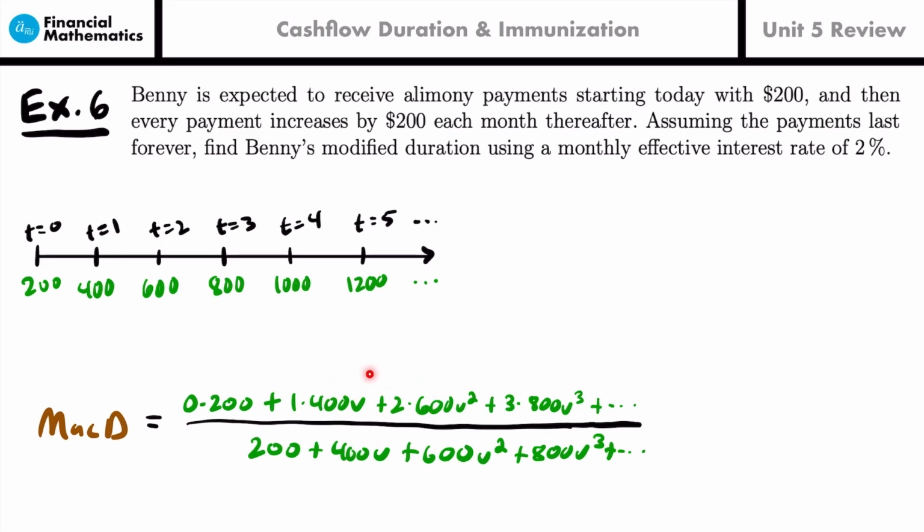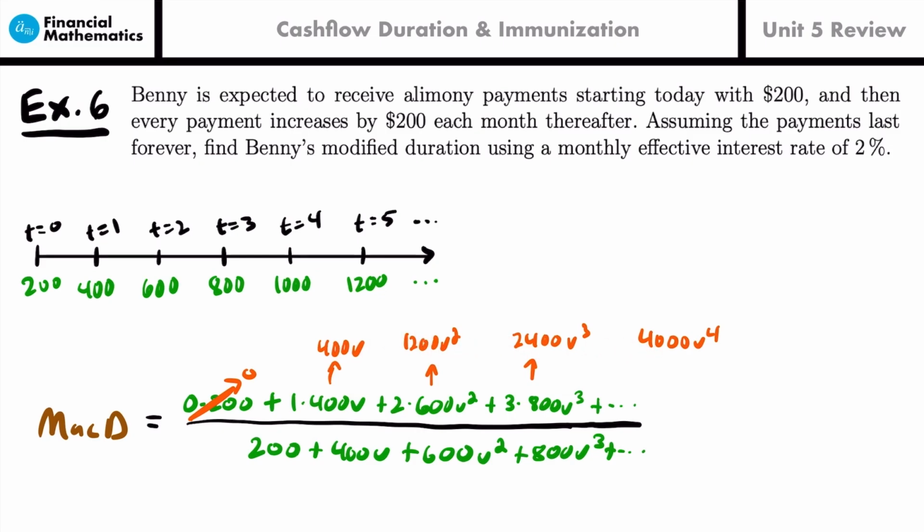But what about the numerator? That's where things are going to get tricky. This term is just 0 because anything times 0 is 0, but then we have 400 times V, and then 2 times 600, which is 1200 V squared, and then 2400 times V cubed, right? If you were to simplify, this would be 400 V, and then you'd have 1200 V squared, and then 2400 V cubed. And then if you were to look at another one, you would have 4 times 1000, so you'd have 4000 V to the power of 4.